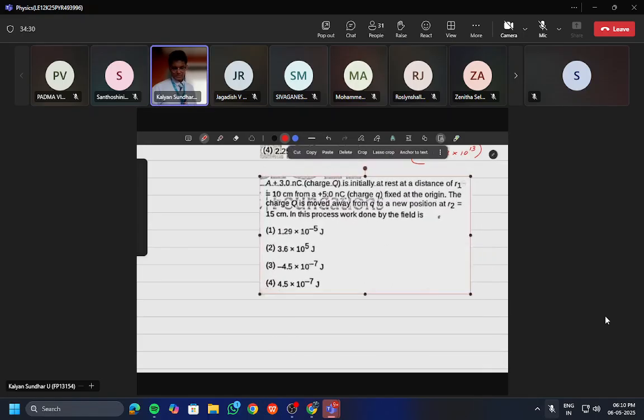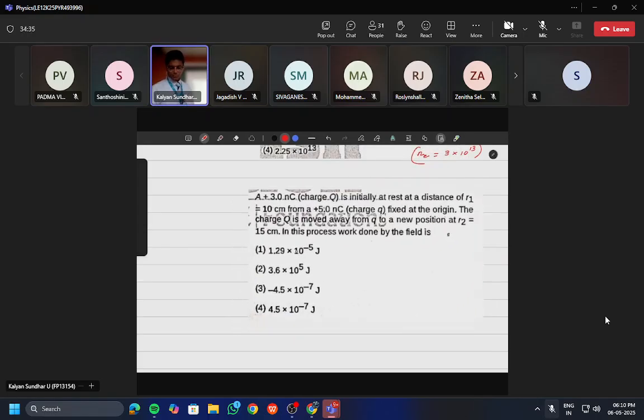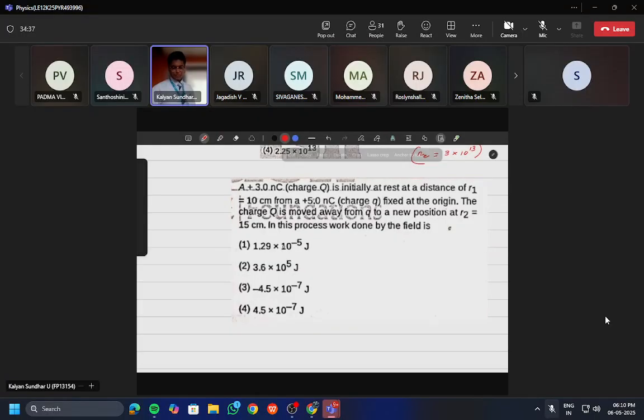This is your next question. A plus 3 nanocoulomb charge, capital Q, is initially at rest at a distance R1 equal to 10 centimeter from a plus 5 nanocoulomb charge, which is small q, fixed at the origin. The charge Q is moved away from q to a new position R2, 15 centimeter. The work done by the field will be the same. What you saw there is the same here. But two charges are given here, and for work done in moving from 10 to 15 centimeters, what will be the total work?